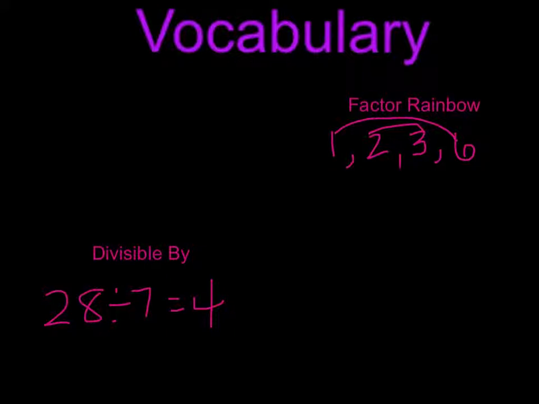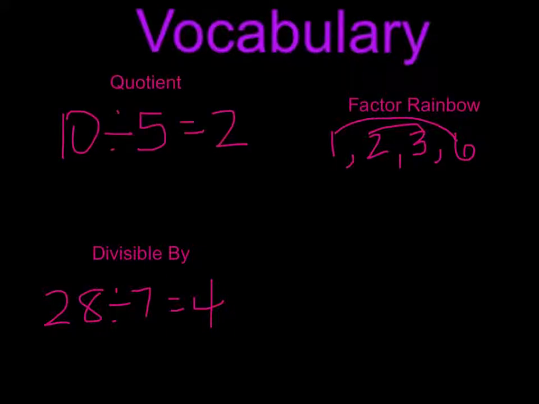Next, we have the term divisible by. We discussed this one in the last video, but as a reminder, if the larger of two counting numbers can be divided by the smaller with no remainder, then the larger is divisible by the smaller. For example, 28 is divisible by 7 because 28 divided by 7 equals 4 with no remainder. If a number n is divisible by a number d, then d is a factor of n. Every whole number except 0 is divisible by itself.